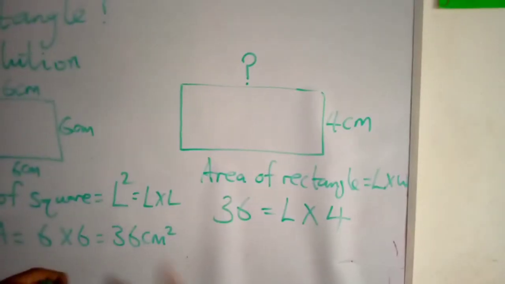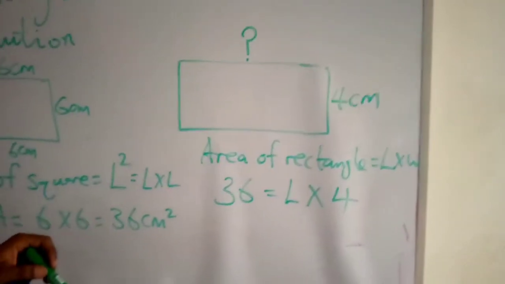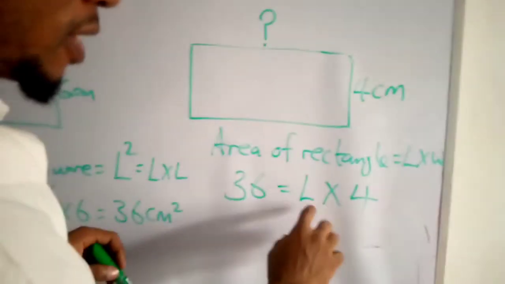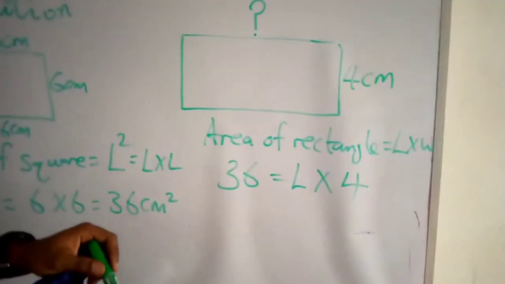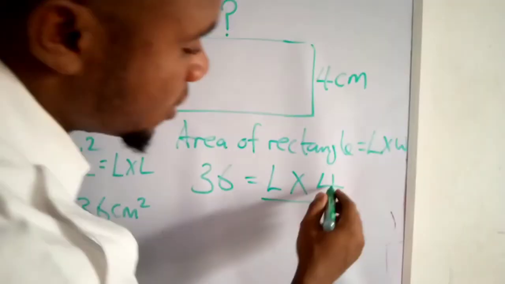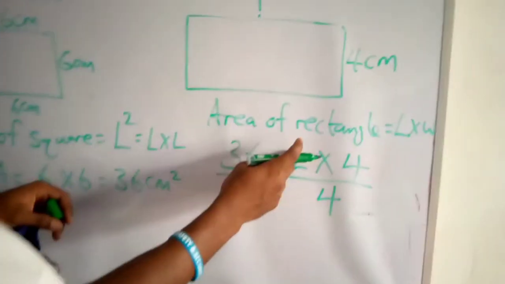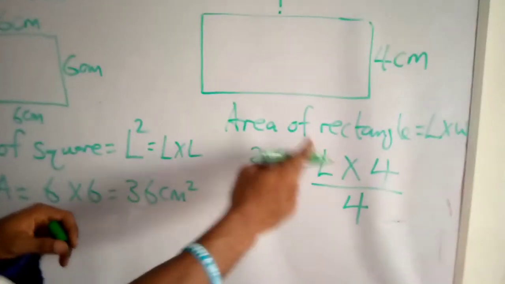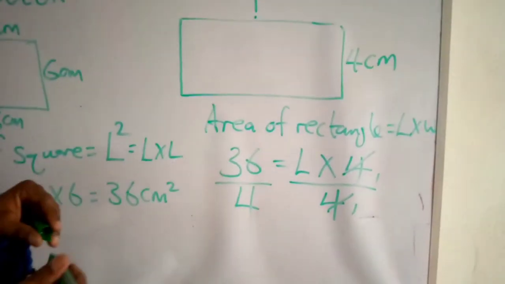You divide both sides by what, to make your unknown stay alone? How can I separate my L from my 4? I want L to stay on its own. So by doing that, you divide both sides by what is timesing your L, which is unknown. 4 is timesing your unknown. So these are identical, and you divide both sides.